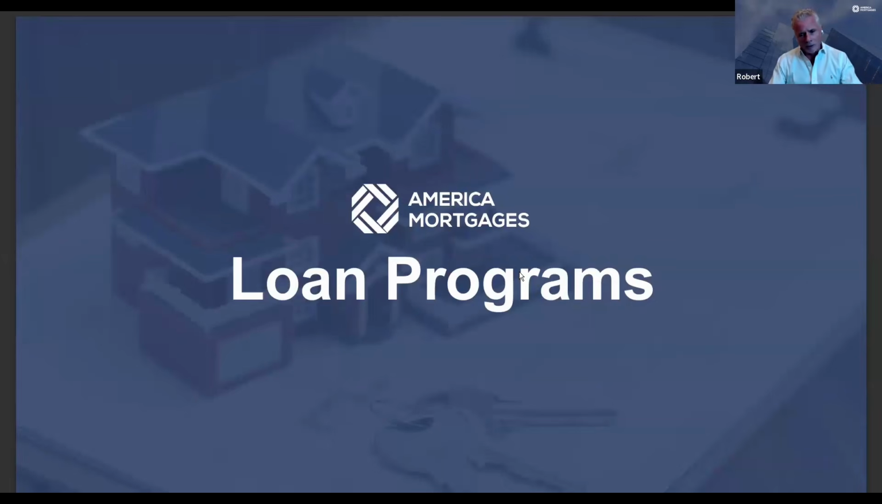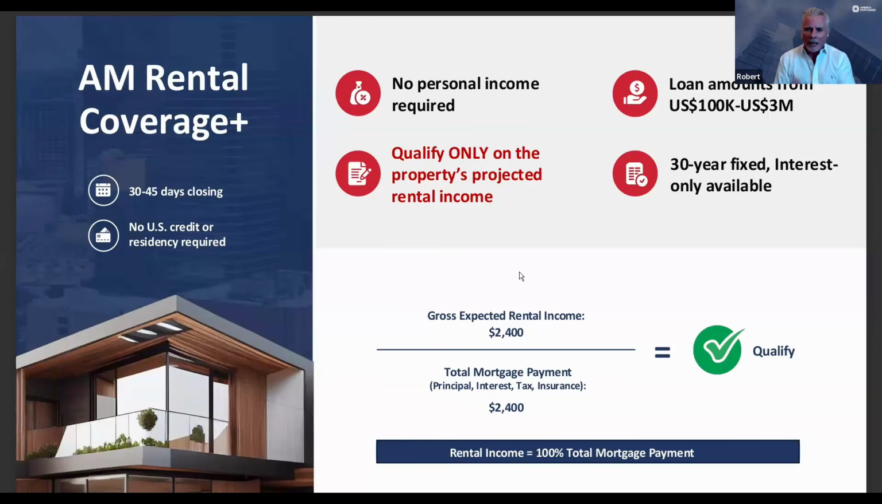So the loan programs, we'll blast through this quickly. We sort of went over all of them at the beginning of the slides, but our most popular program is the AM Rental Coverage Plus, and it's actually the DSCR program. We're not going to ask you for any personal income documents. It is going to be the easiest, cleanest mortgage that you've ever done. You're qualifying only on the rental income of the property.